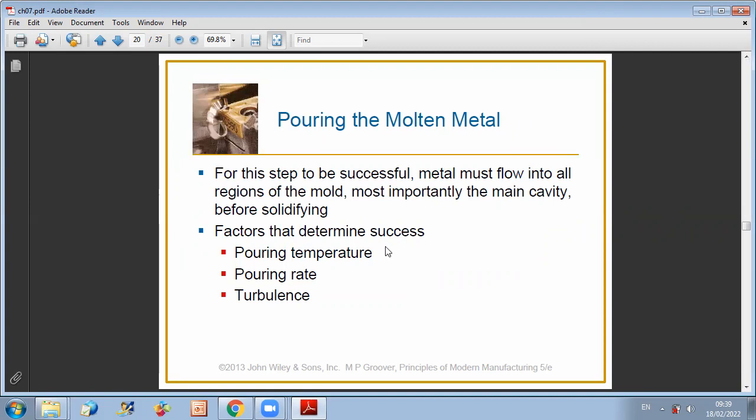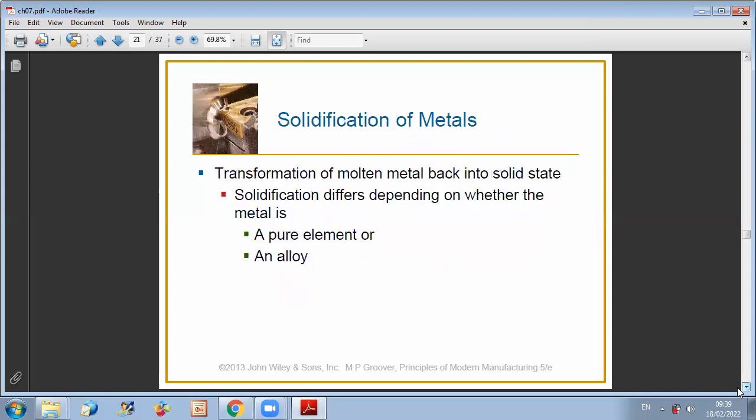Now, the factors that determine the success of such an operation are the pouring temperature, the pouring rate, and the turbulence level. So we should study all of these. What should be the pouring temperature? It should be high enough to avoid any solidification blocking the flow of molten metal through all extremities of your cavity. The pouring rate: what should be the mass flow rate of pouring? And the turbulence level when you do the pouring step.